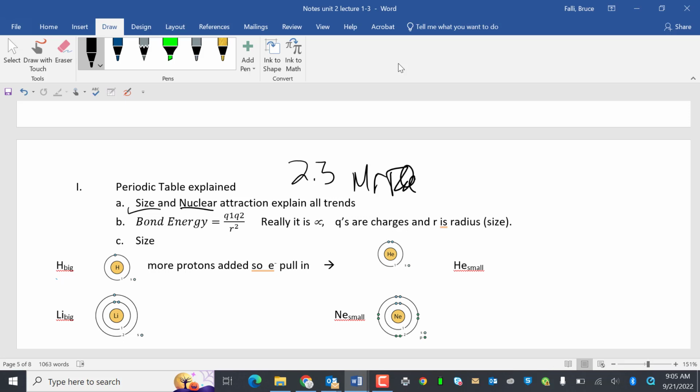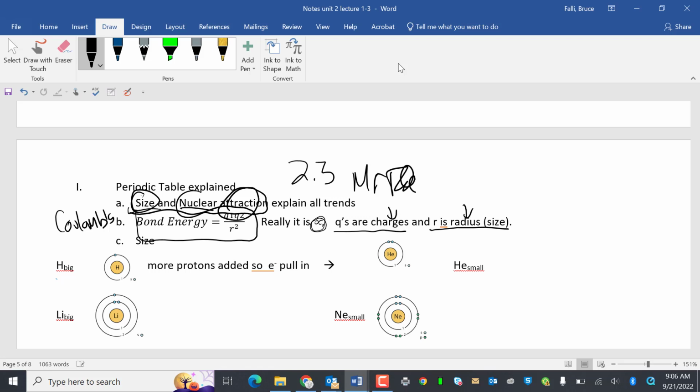And this comes from the idea of Coulomb's Law. Coulomb's Law is that bond energy is Q1, Q2 over radius squared. Really, it's proportional, but really we don't care. What we do care about is Q are the charges, and R is the radius, which is size. That's why it's size and nuclear attraction.